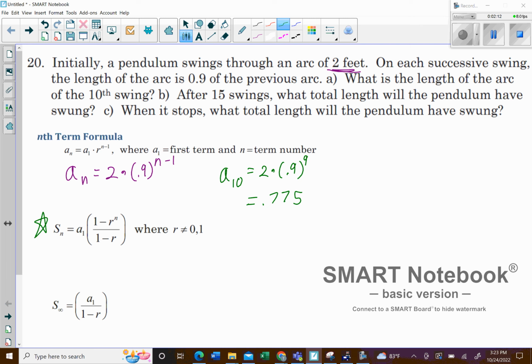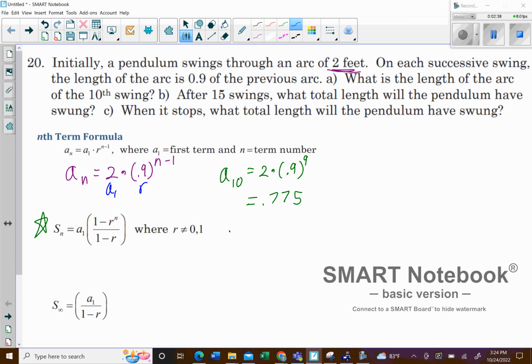Then it wants us to figure out the sum total of the first 15 swings, and that's where this formula is going to come in. We have our R value, as mentioned, and that's our a sub 1. So we have everything we need, and we'll just go ahead and plug it in. Once again, you just have to be really careful when we plug it in the calculator. Mine's kind of an older one. Some of the newer ones have nicer interfaces, but you do have to be careful.